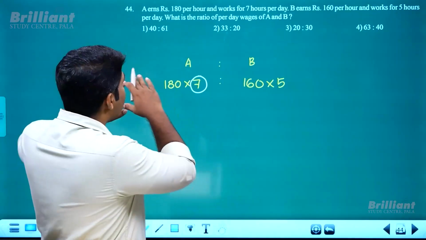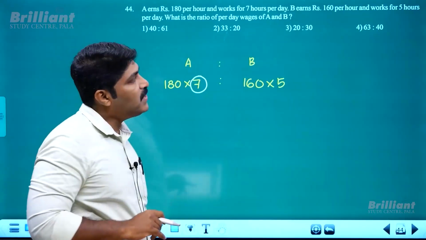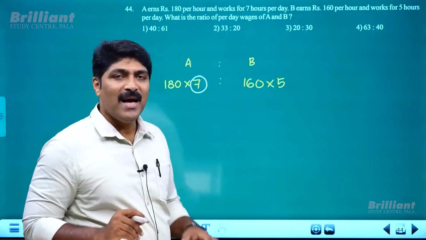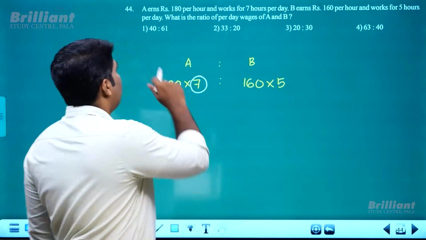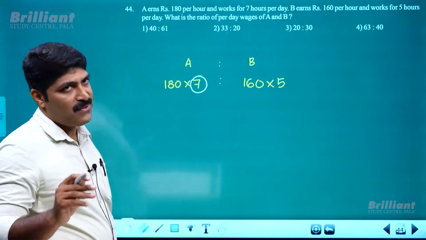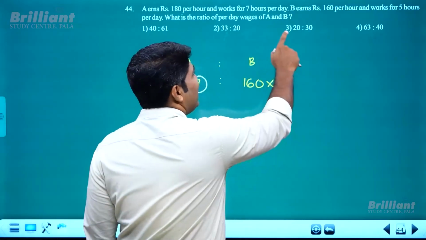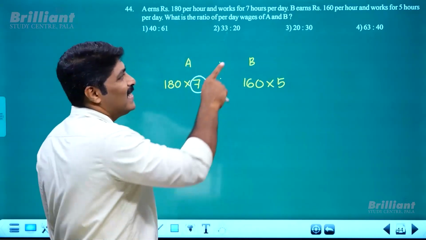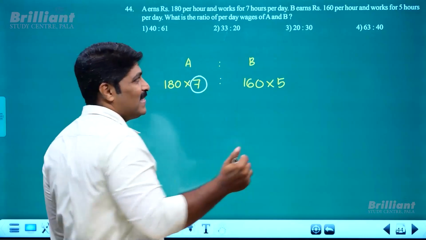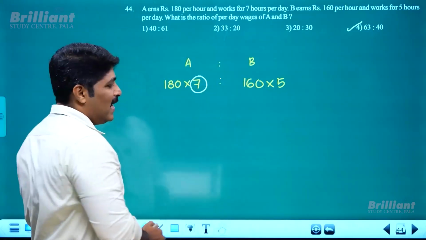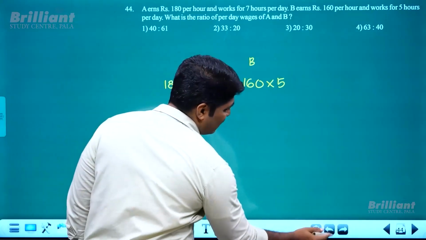So just look at the options. Which of the options' first value contains 7 as a factor? 40, it won't contain 7. 33, 7 is not a factor. 20, 7 is not a factor. 63, yes, 7 is a factor. Therefore, this is the answer. That's very simple. In a similar way, we can catch the answer.